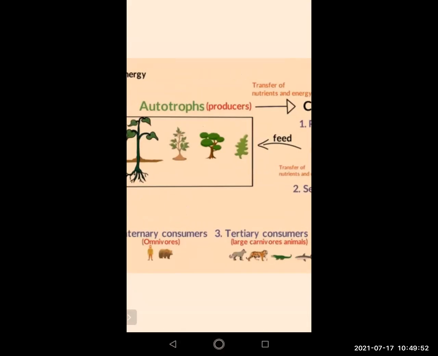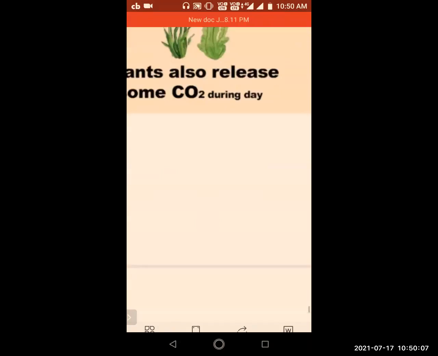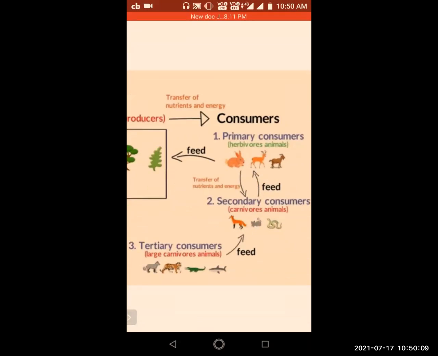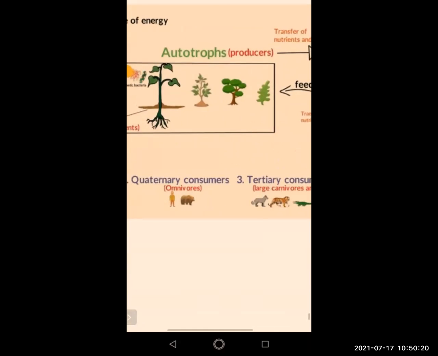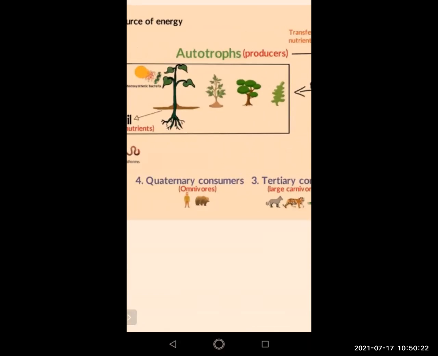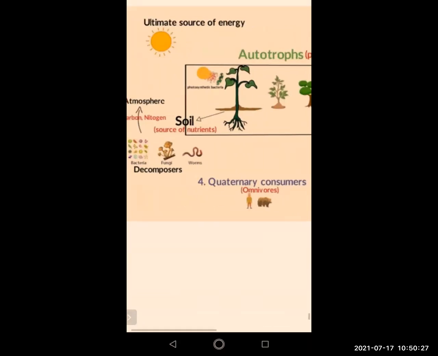And after that, we know very well, plants are autotrophs. Plants are producers, which transfer nutrients and energy to the primary consumers, that is herbivorous animals. Herbivorous animals feed on plants, and after that, secondary consumers, carnivorous, feed on herbivorous animals, and tertiary consumers, carnivorous, feed on secondary consumers, and after that, omnivorous feed on tertiary consumers.